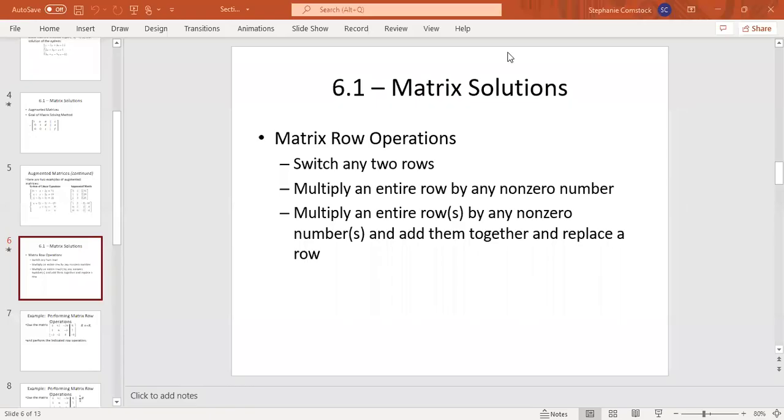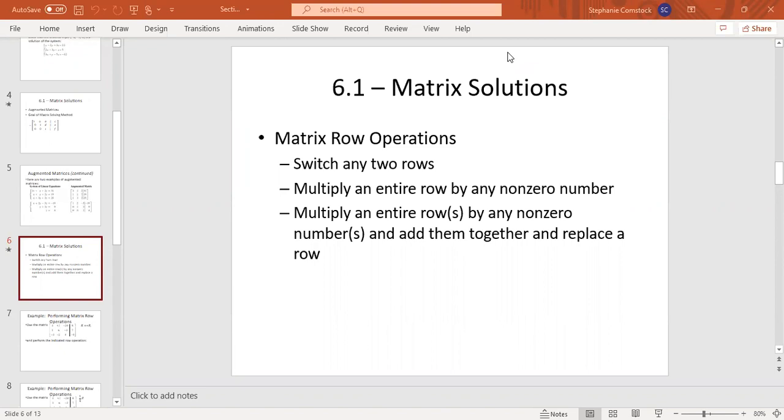So before we discuss actually solving a system with matrices, we need to talk about what we're allowed to do with matrices. There are three things that you're allowed to do with a matrix. You're allowed to switch any two rows that you like. You are allowed to multiply or divide any row by any non-zero number.